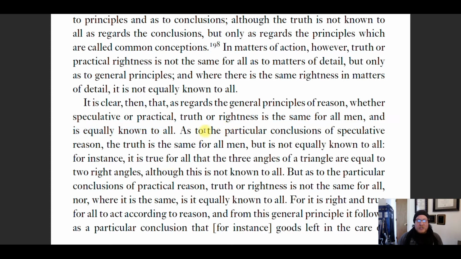Which is why he says, as to the particular conclusions of speculative reason, the truth is the same for all men, but is not equally known to all. That's why he says here, for example, it's true that the 3 angles of a triangle are equal to 2 right angles. What he's saying there is, if you add up all the degrees of the angles inside of a triangle, it's 180 degrees. That's true for everybody. Even if you don't know geometry, that's still true for you.